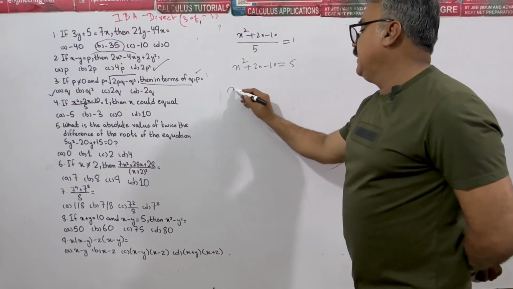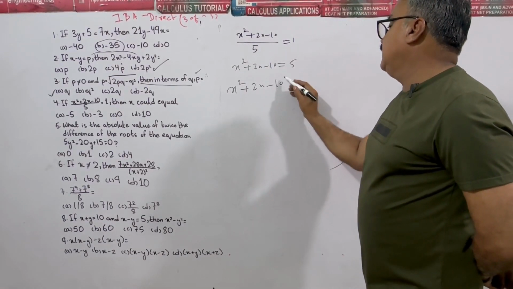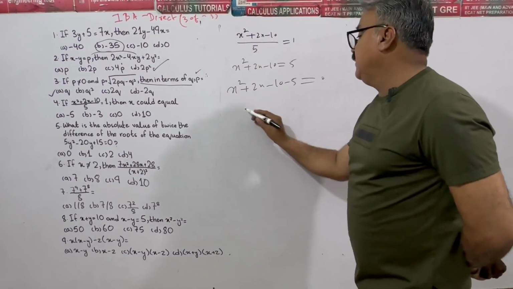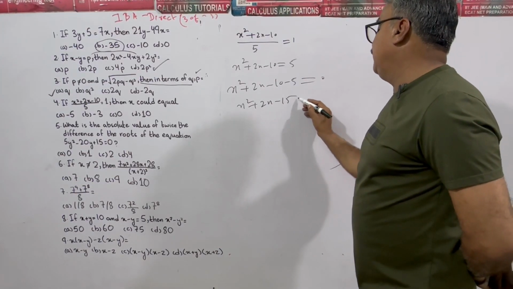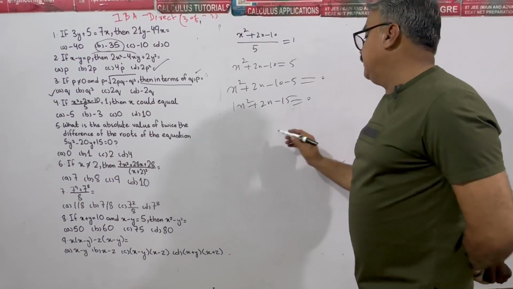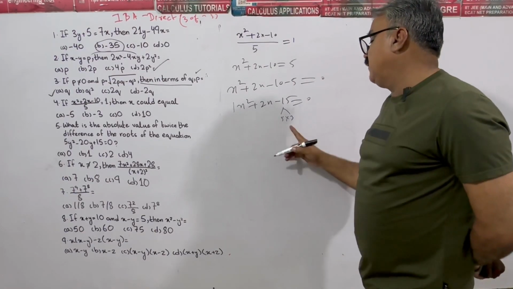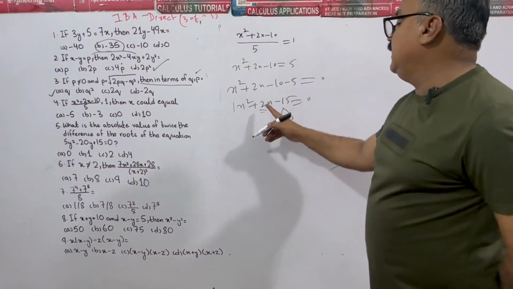Write in the standard form. I have x square plus 2x minus 10 minus 5 is equal to 0. Negative 10, negative 5, they turn to be negative 15. So x square plus 2x minus 15 is equal to 0. Applying middle term breakup, 5 times 3 is 15, and 5 minus 3 leads us to 2.